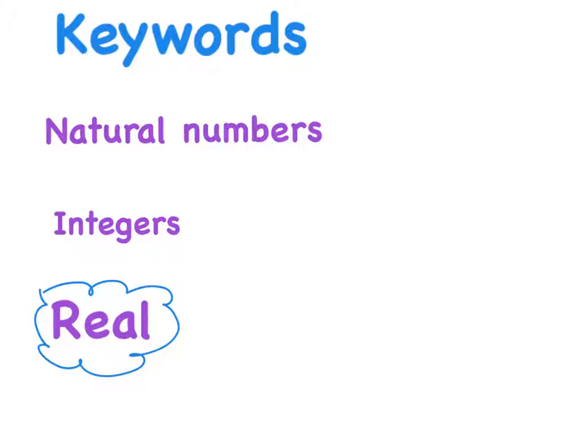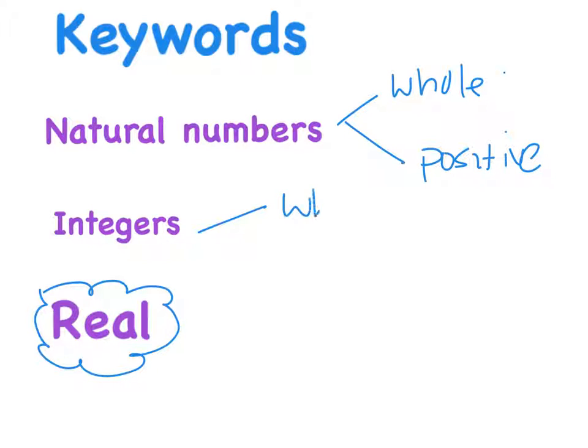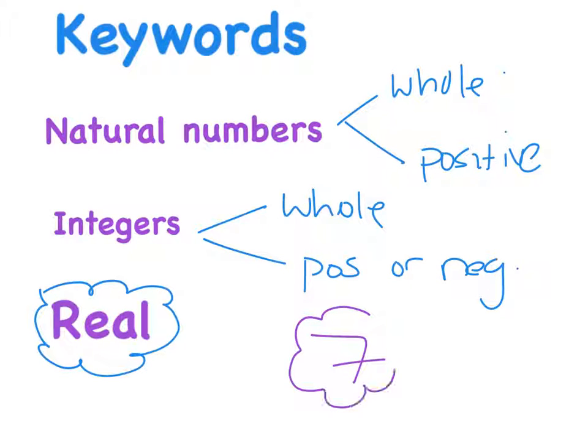So to remind ourselves what a natural number is: whole and it's also positive. An integer is whole, but it can be positive or negative. So it can be either. So if I was to look at the number 7, it is a natural number. But it's also an integer.